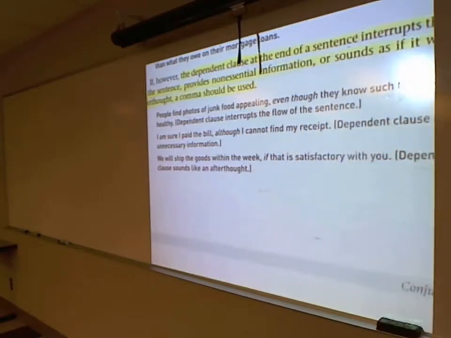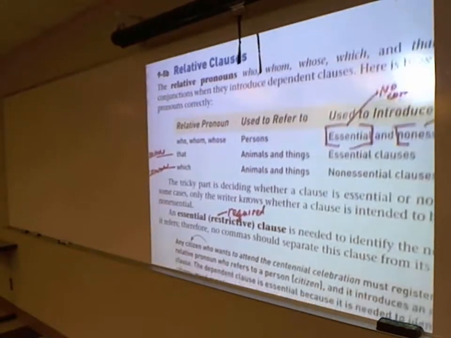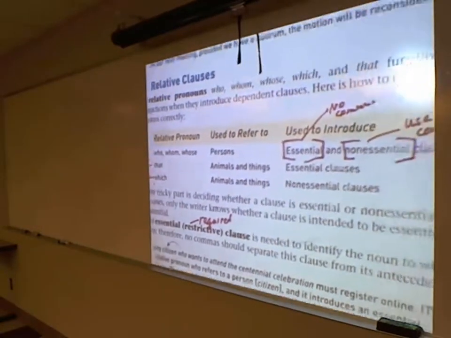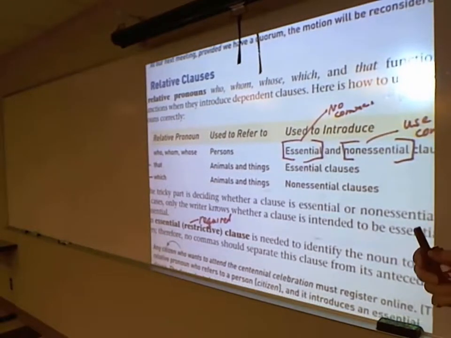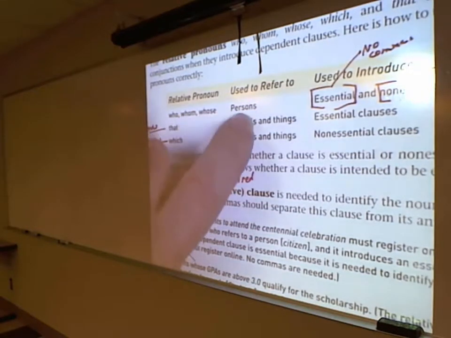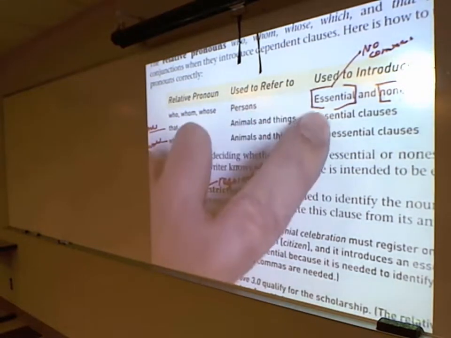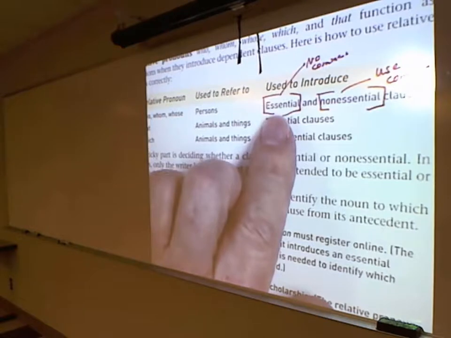Okay, relative clauses. Who, whom, whose, which, and that. When they have a noun and verb that follows them, or if they're functioning as a noun and a verb follows them, they're considered to be dependent clauses, and they're usually adjective clauses describing something or someone. Who, whose, and whom refer to people, and they can be essential or non-essential. If they're essential, meaning that they're required, don't use commas. If they're non-essential, meaning that they're not required, use commas.